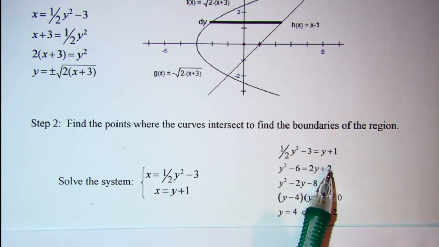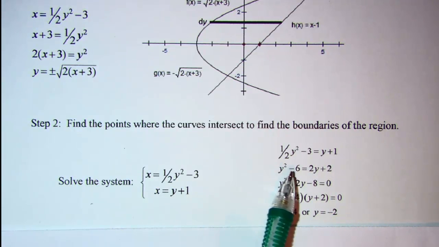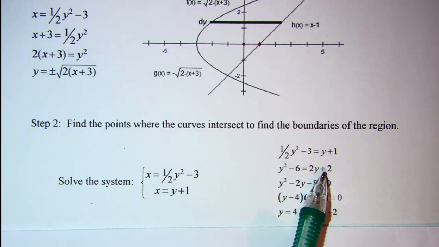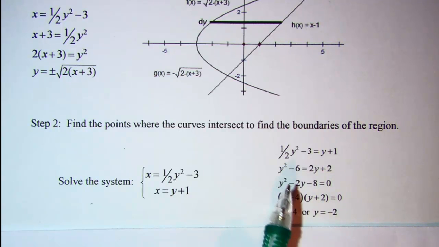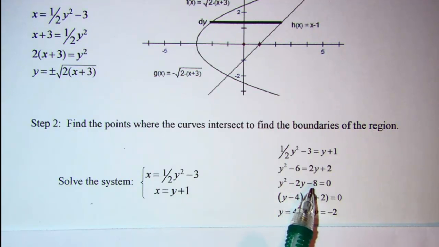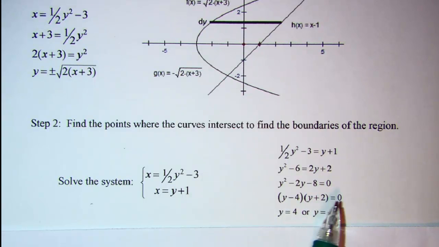Multiplying by 2 all the way across to get rid of our fraction gives us y squared minus 6 equals 2y plus 2. And then moving all of the terms to the left, we get y squared minus 2y minus 8 equals 0. This trinomial is factorable, so we'll factor it into y minus 4 times y plus 2. Once it's factored and the product is equal to 0, we can set each factor equal to 0. Y minus 4 equals 0 gives us y equals 4, and y plus 2 equals 0 gives us y equals -2.